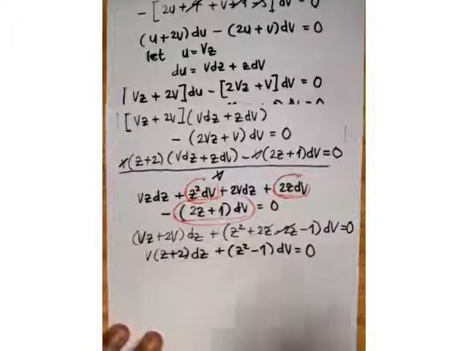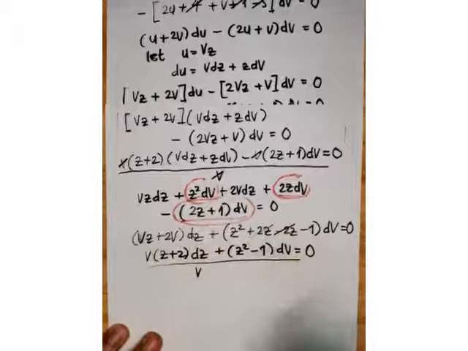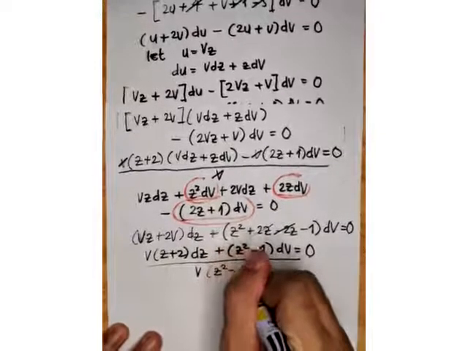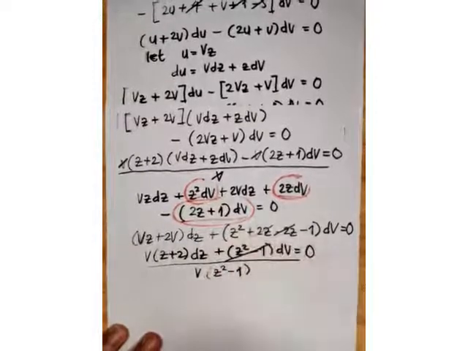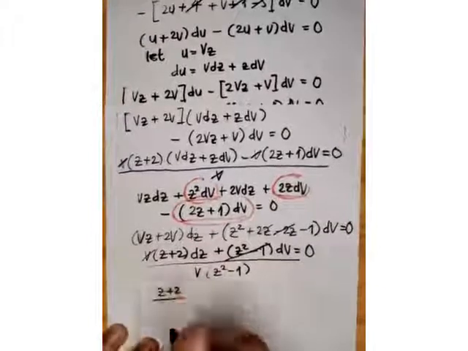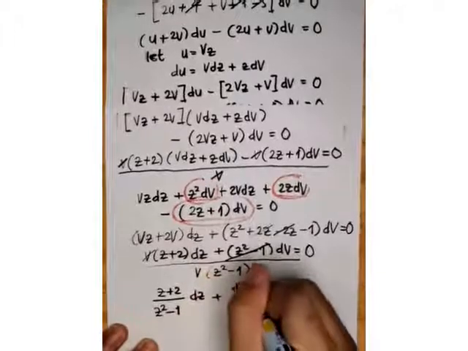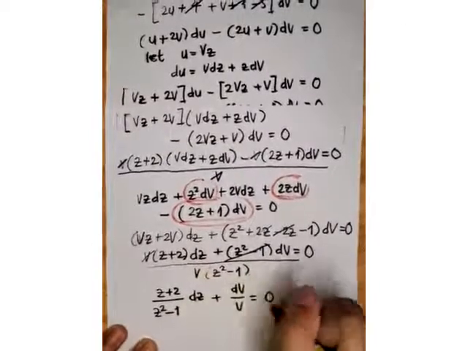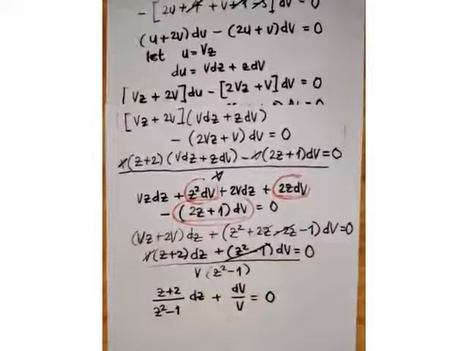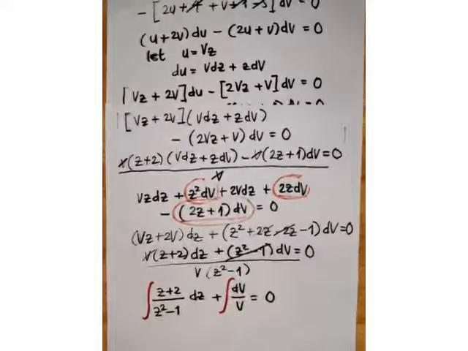So i-divide natin ito ng v at saka z squared minus 1. Ayan, para ma-eliminate ito. So meron tayong z plus 2 over z squared minus 1 dz plus dv over v is equal to 0. Okay, so since completely naka-separate na, so we will integrate.